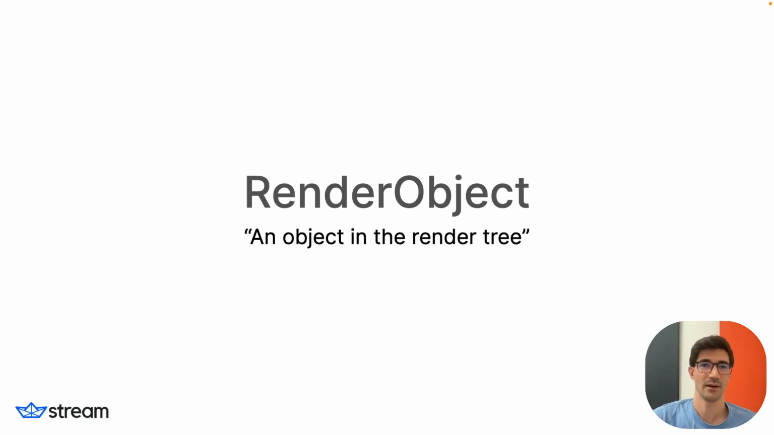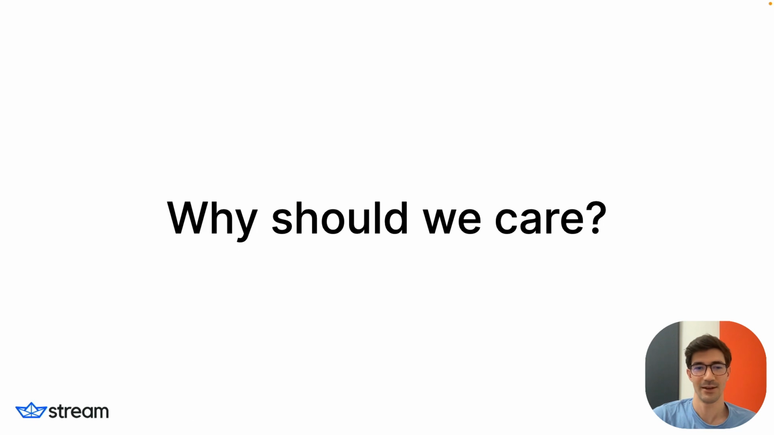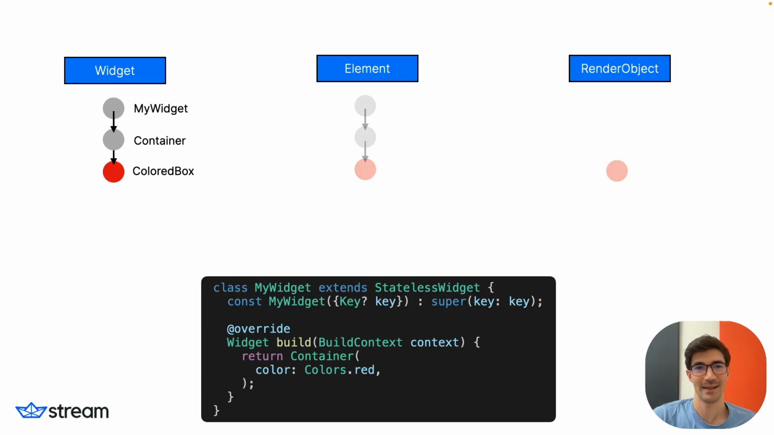And this is the core of the rendering library. This class implements the basic layout and painting protocols. Okay, so really interesting, but why should we care about any of this? Well, let's take a step back and only look at the widget tree.